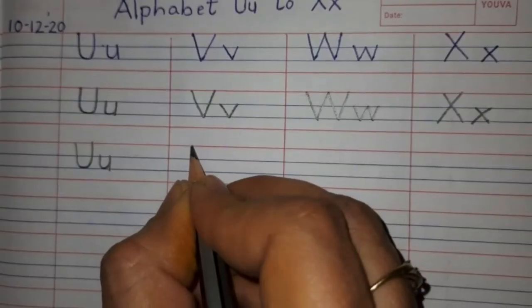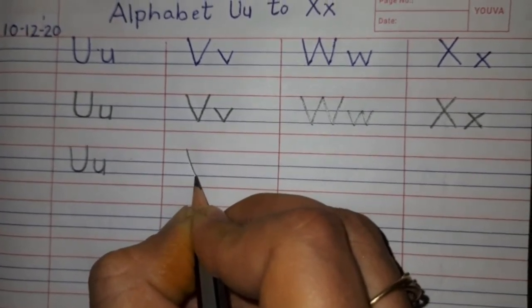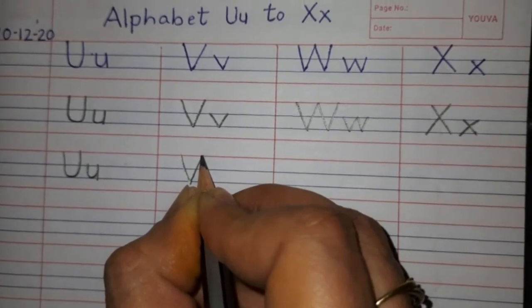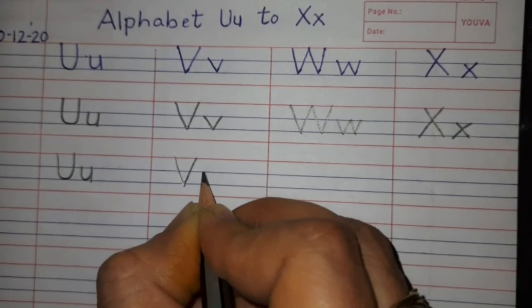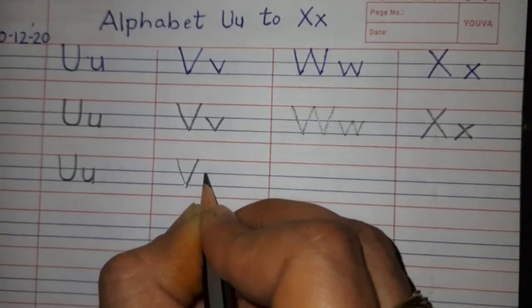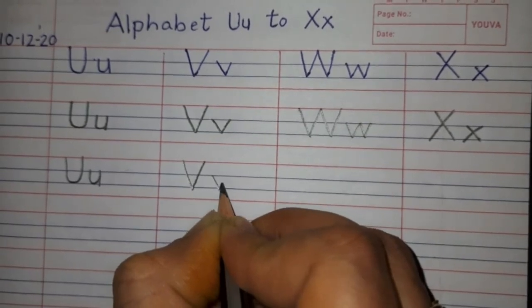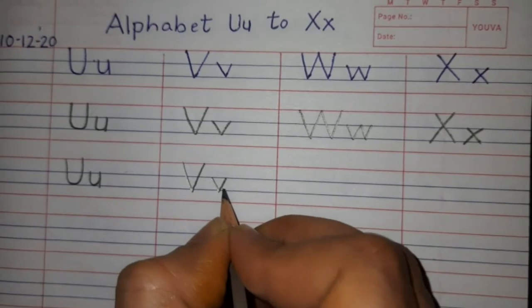Start from the first red line, slant down, touch the second blue line, slant up, touch the first red line. Then for small v, we will start from the first blue line, slant down, touch the second blue line, slant up, touch the first blue line, small v.